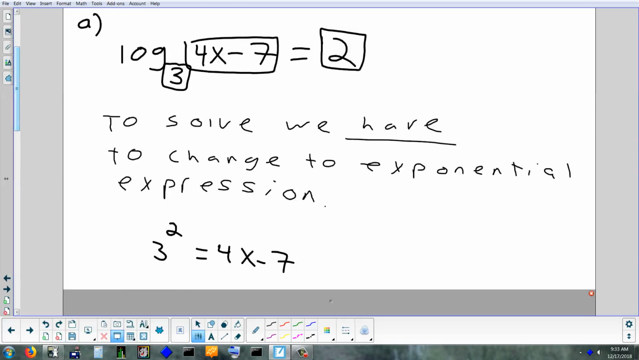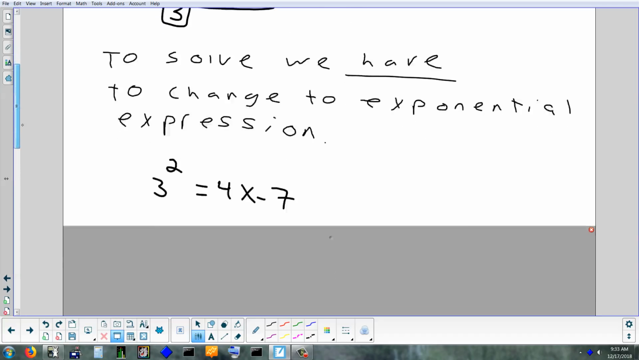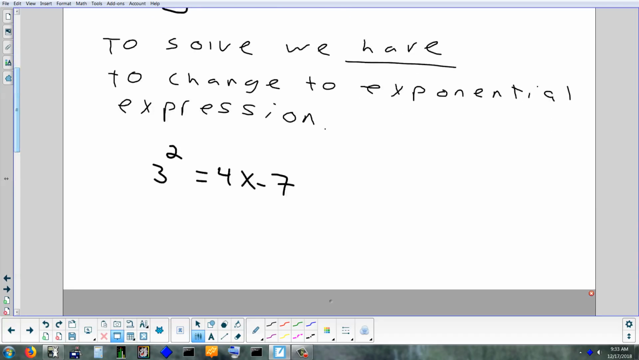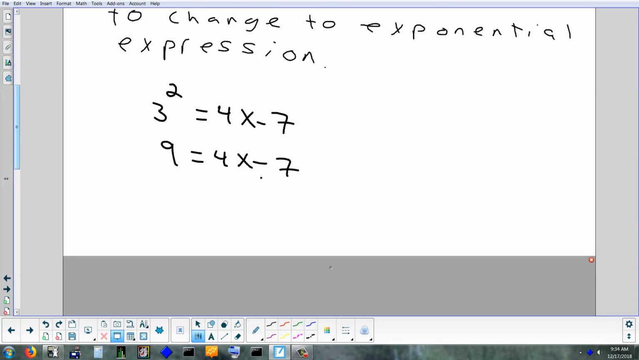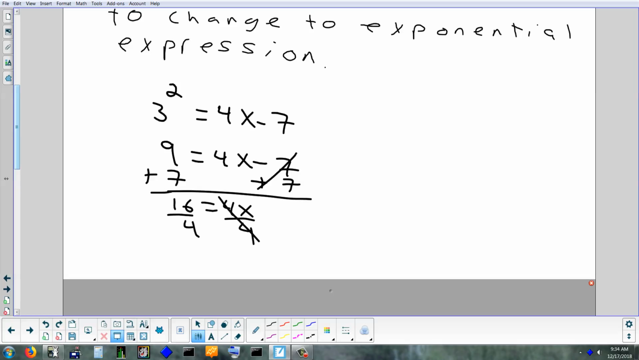Okay, we've done the log part. We got rid of it. Now we finish solving it. What's the first thing I would do there to solve that? The exponent. Yeah, let's do the exponent and 3 to the second power. 9. Now we got 2 steps left. Add 7 to both sides. Add 7. It's gone. 9 and 7 gives me 16. So I get 16 equals 4x. And now my last step. Divide by 4. Divide by 4. And 16 divided by 4? 4. And that's it.